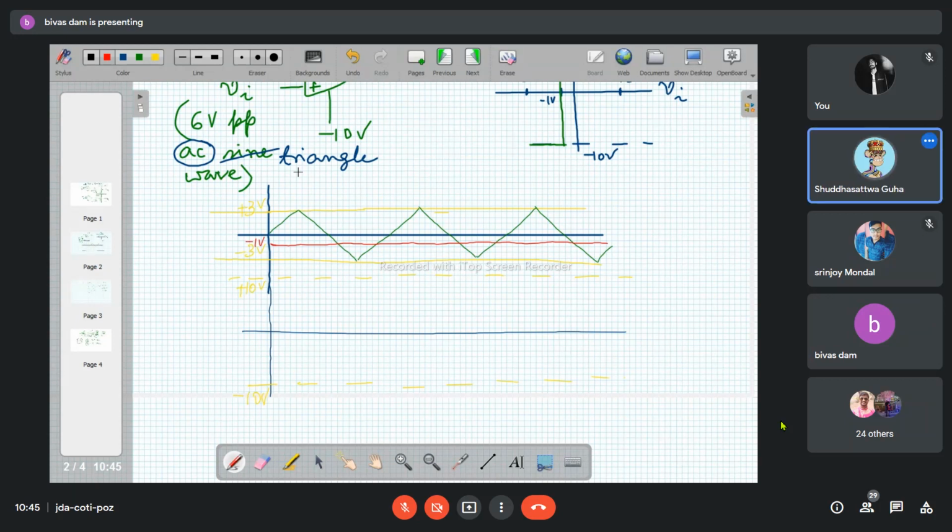At -1 volt. Truly speaking, definitely at -1 volt, but whenever the input voltage crosses the reference line -1 volt. Whenever the input voltage crosses the reference voltage, we expect a certain state change at the output.